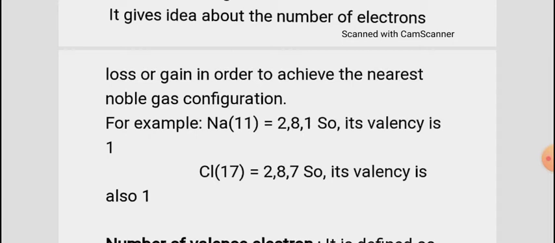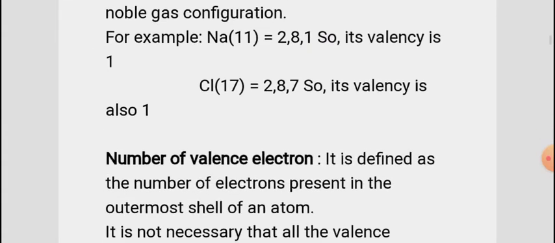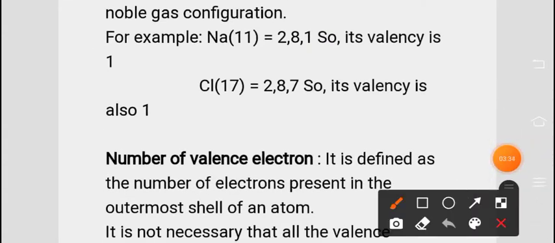For example, sodium has atomic number 11 and its configuration is 2, 8, 1. So, its valency is 1. Whatever electrons are present in the outermost orbit give us the valency. Now next, chlorine has atomic number 17. Here 2, 8, 7 is the electronic configuration, but its valency is also 1, because to complete the octet, 7 is taking 1 electron from outside. So to complete the octet, whatever the gain or loss of electrons is, that is nothing but the valency.